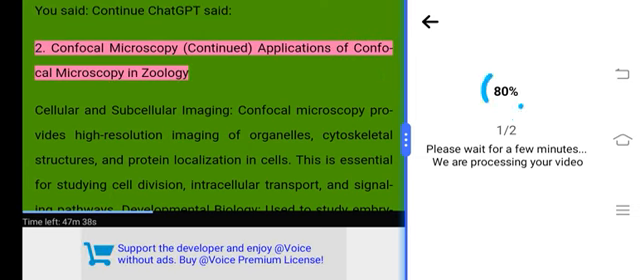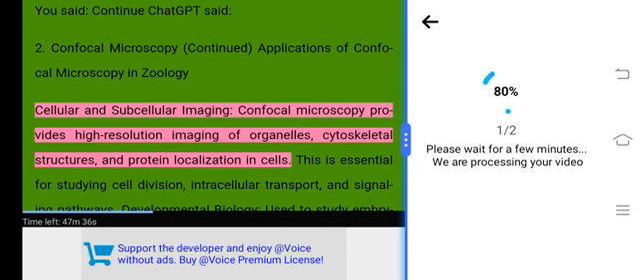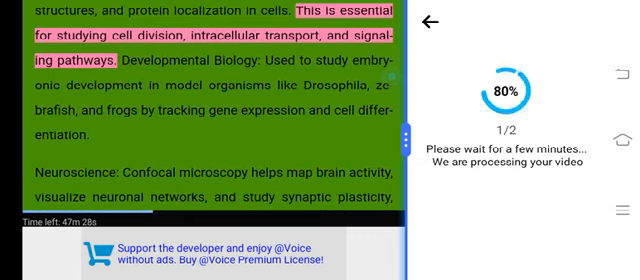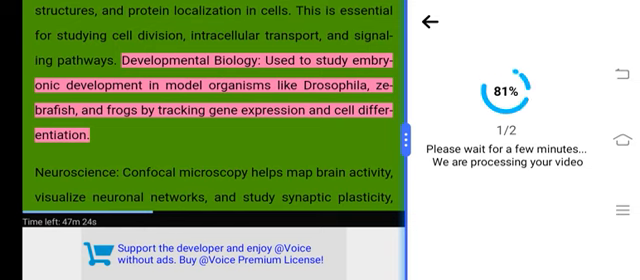2. Confocal microscopy, continued. Applications of confocal microscopy in zoology. Cellular and subcellular imaging. Confocal microscopy provides high-resolution imaging of organelles, cytoskeletal structures, and protein localization in cells. This is essential for studying cell division, intracellular transport, and signaling pathways. Developmental biology, used to study embryonic development in model organisms like Drosophila, zebrafish, and frogs by tracking gene expression and cell differentiation.